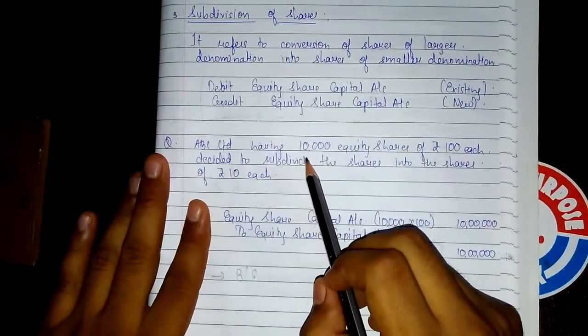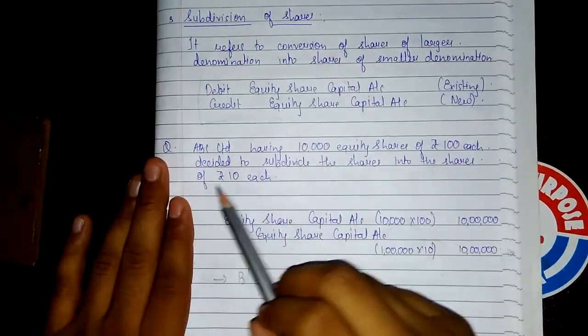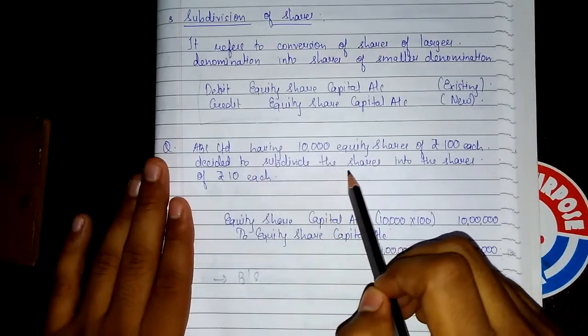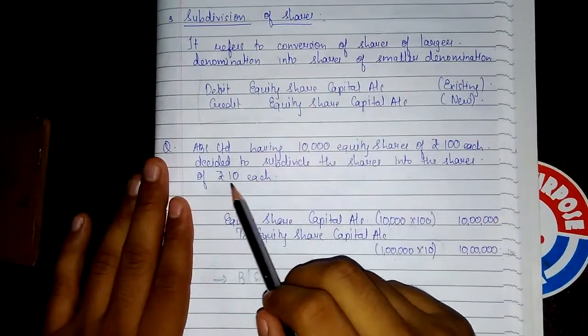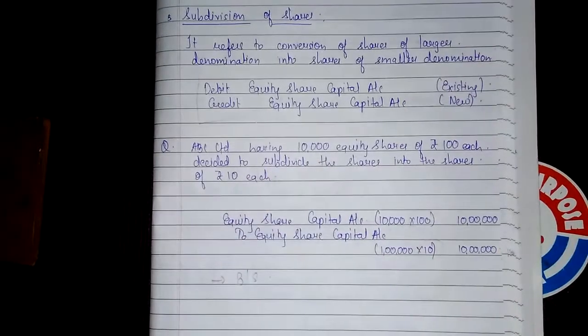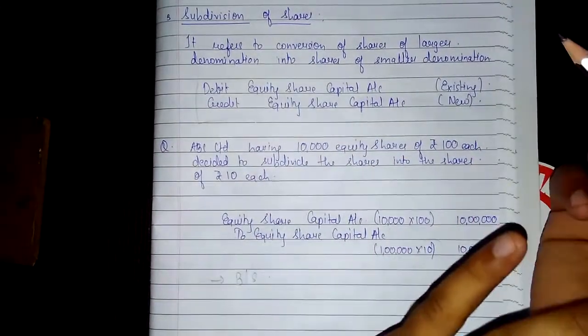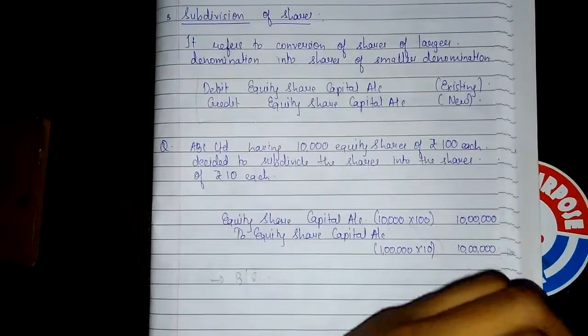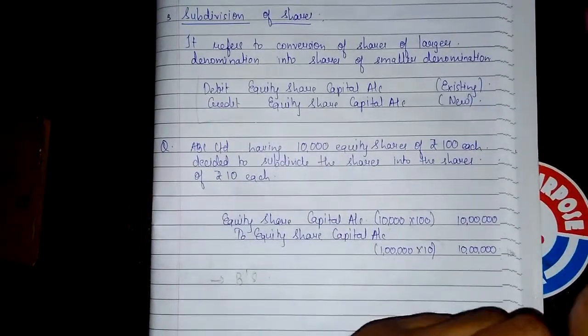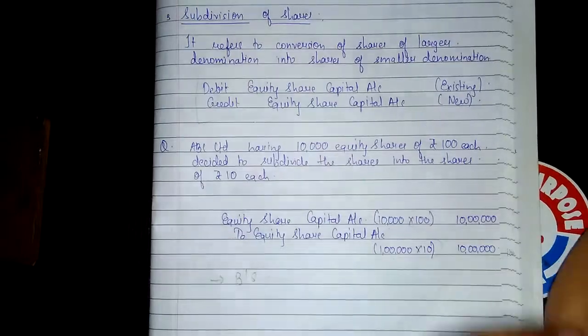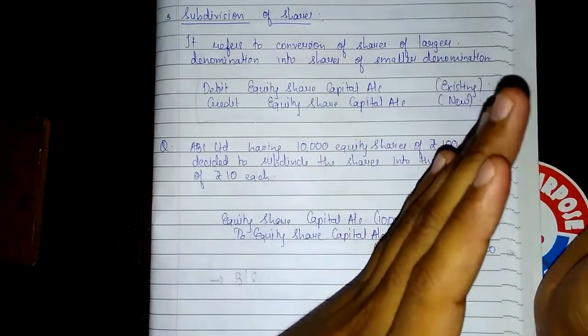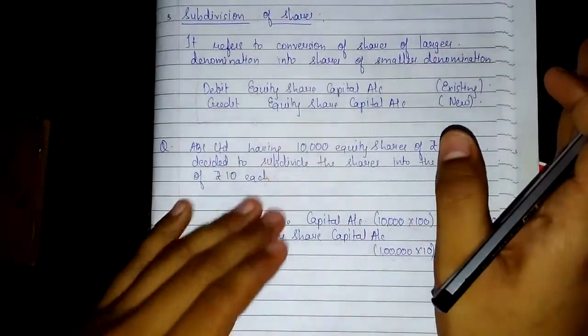ABC Limited, having 10,000 equity shares of rupees 100 each, decided to subdivide the shares into shares of rupees 10 each. In the exam the question will be asked in this manner only. If the question says converted or reduced, we have a different method of solving, which I'll teach you in a future video, so please don't worry about that. First understand subdivision of shares.